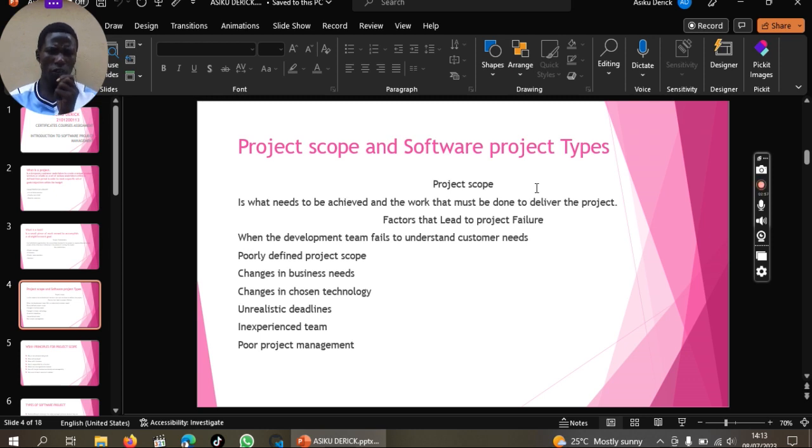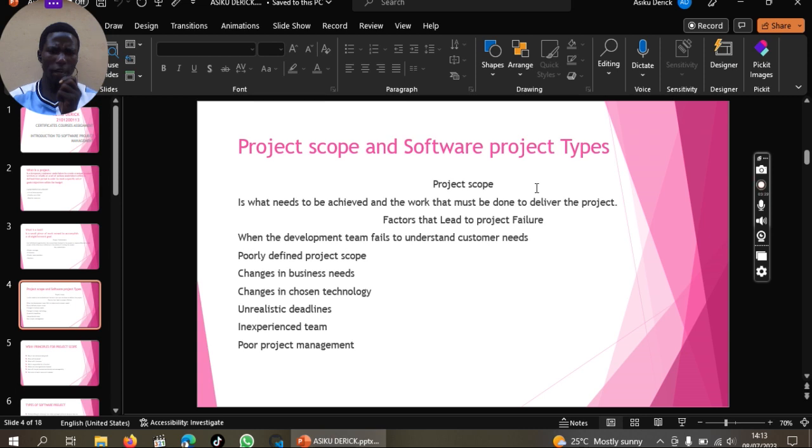Then poorly defined project scope. This is where the project team fails to define a proper scope, what they will be doing, and if they fail to understand what they will be doing, the project will obviously fail. Then changes in technology. This affects projects where you have invested in a certain technology, but you realize that the technology can't work and you need to select another technology, and yet you have already spent resources and invested money there. That one will obviously lead to project failure.